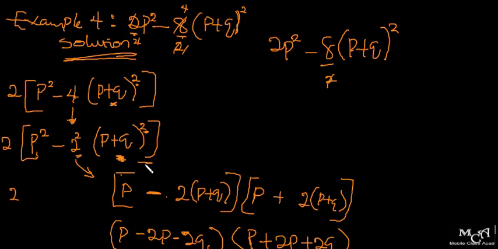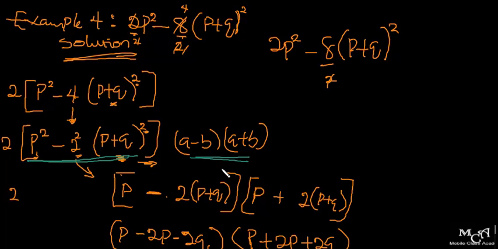At this point, what do we need to do? We apply the formula of difference of 2 squares, which is A minus B, A plus B. Do you understand? So we have to break this equation, everything we have here, into this formula for calculating difference of 2 squares. So that's how we arrived at this.